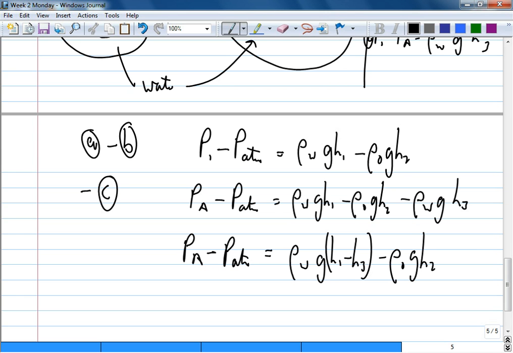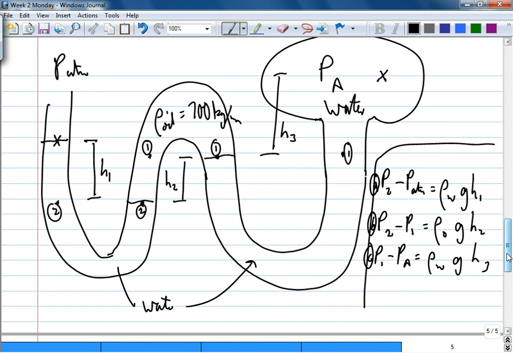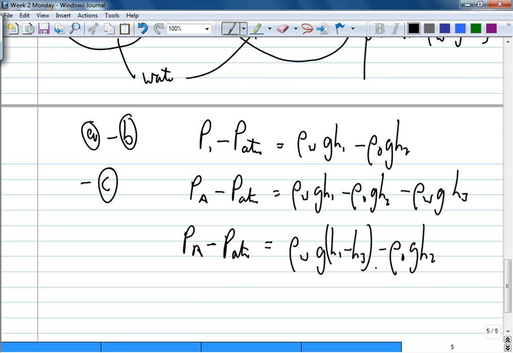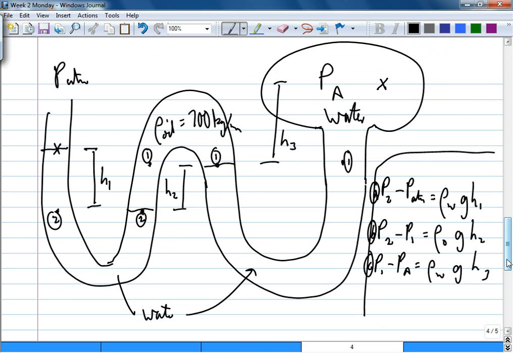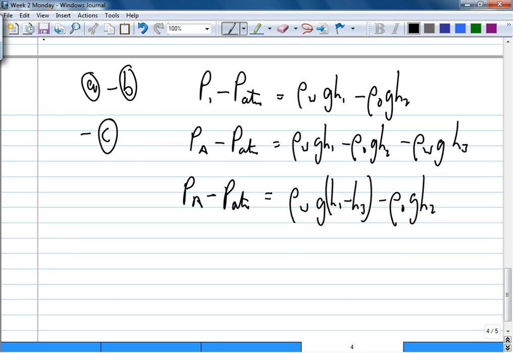Alright. So with manometer problems, generally this is your approach. So we can work out what PA and P atmosphere is as long as we can measure all the heights, h1, h2 and h3. Okay. Any questions? Alright.